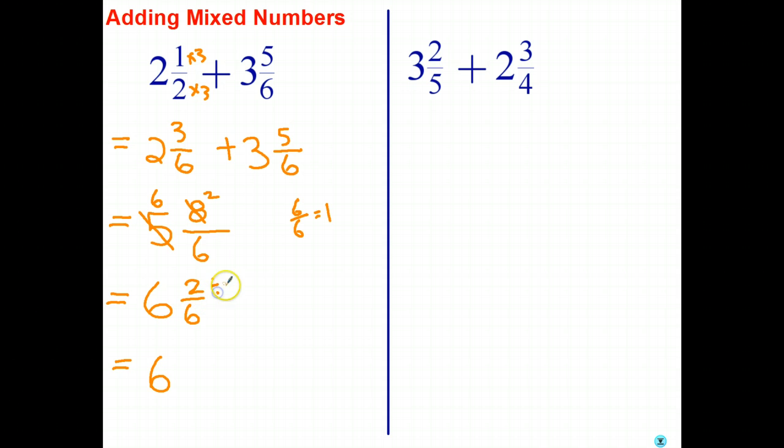And last step, 2 on 6, I can divide top and bottom by the same number, which is 2, and my final answer is 6 1/3.